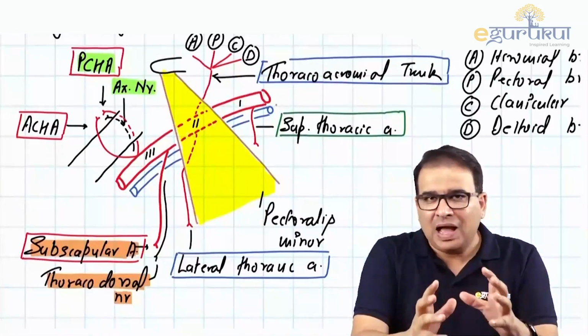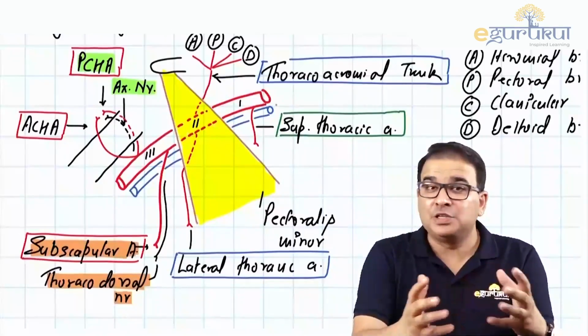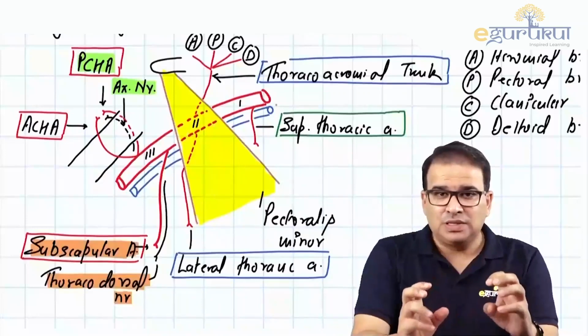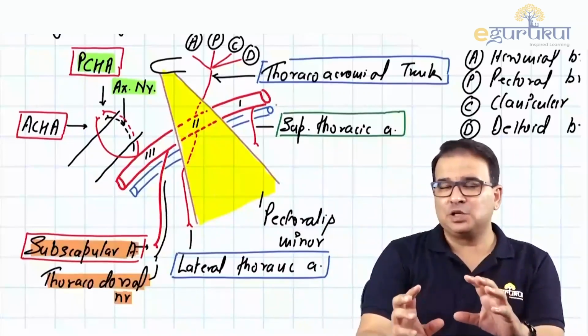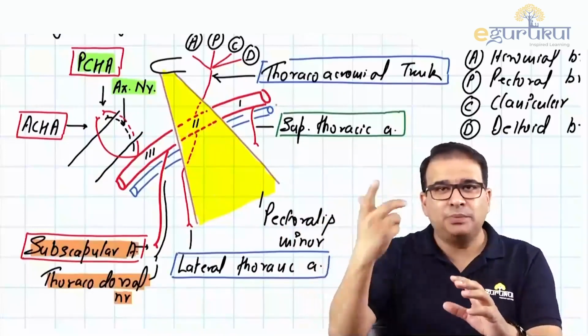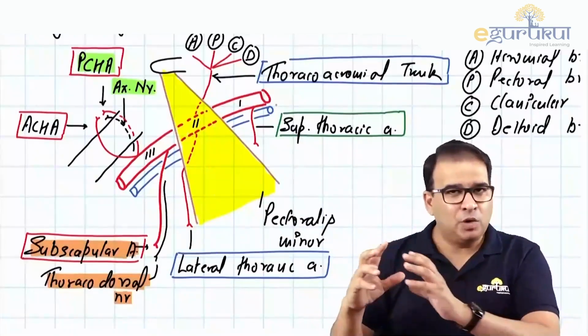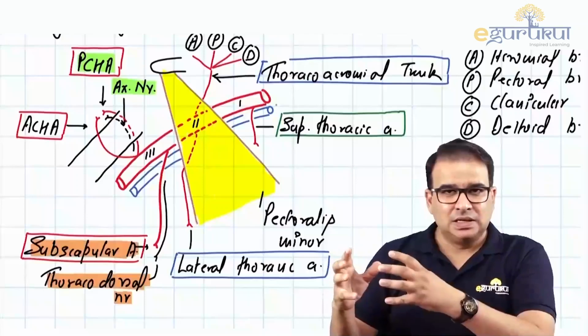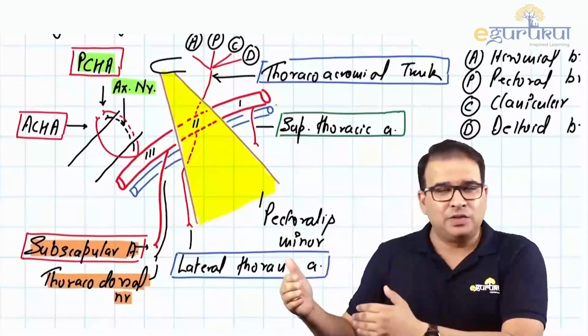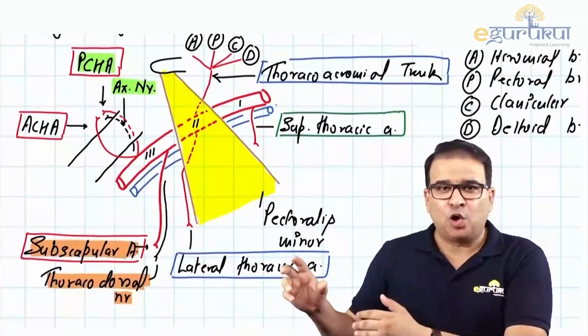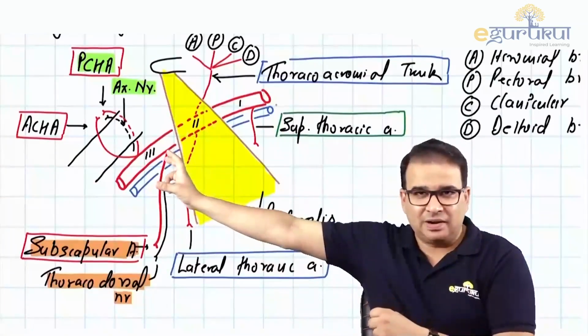And people do have a little difficulty in remembering the relations of the axillary artery. I would say that the easiest way to remember the relation of axillary artery is, think about the brachial plexus. When you think about the cords of the brachial plexus, the cords are obviously the more distal part of the brachial plexus, right? And those cords are related to the third part of axillary artery.